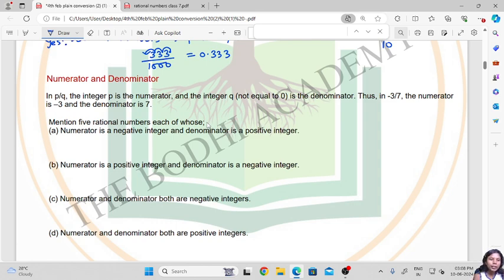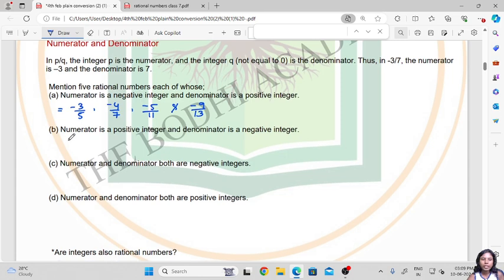Now we can take simple examples like minus 3 by 5, then we can have minus 4 by 7, minus 5 by 11, and minus 9 by 13. In all of these cases, one thing common is that our numerator is negative. We have minus 3, minus 4, minus 5 and minus 9 in the numerator, and all of our denominators, that is 5, 7, 11 and 13, are positive integers. Moving ahead, next we have to write rational numbers where the numerator is a positive integer and the denominator is a negative integer.